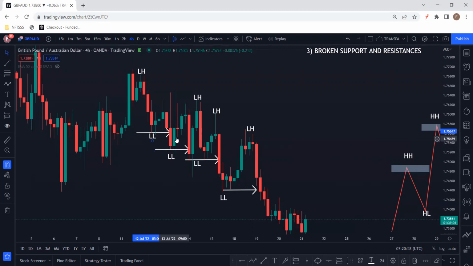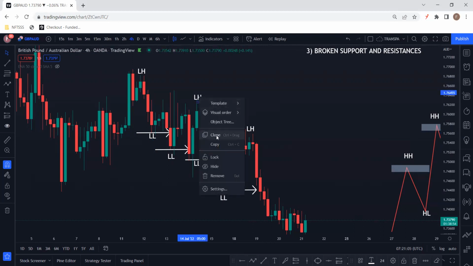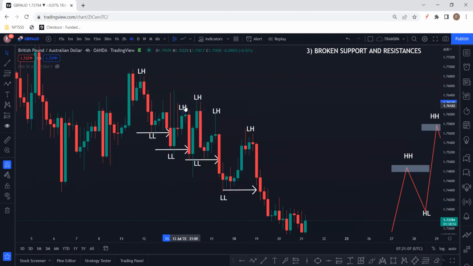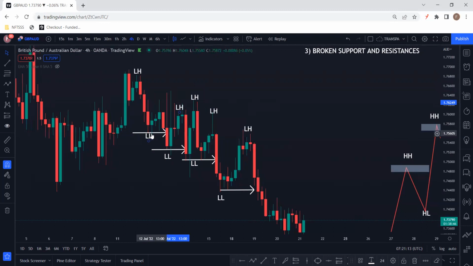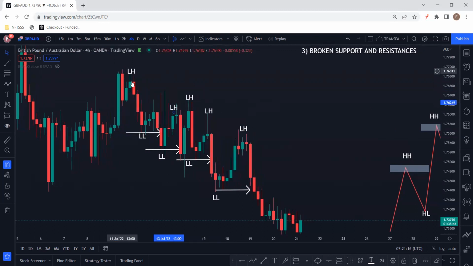You then have to wait for that pullback. Then you can sell from a lower high. So because price has broken and has closed below the previous lower low, once you have clearly identified that the market is in a downtrend, printing lower highs and lower lows, you cannot sell from a lower low. You have to wait for that pullback. But this pullback, this would be the best time to sell.